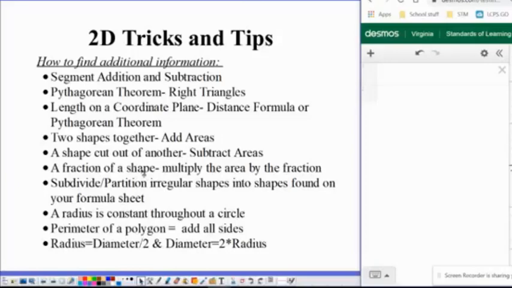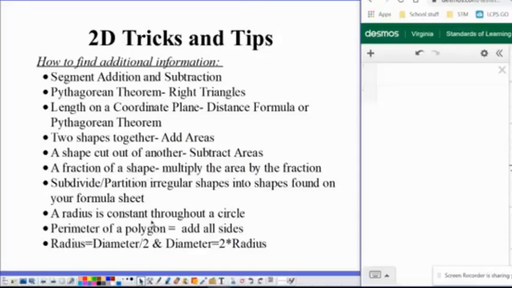A fraction of a shape is when you multiply the area by a fraction. So if I have half of a circle, you find the area of the circle and then you divide by 2 or multiply it by 1/2. And a lot of times you need to subdivide or partition irregular shapes into shapes that are found on your formula sheet.